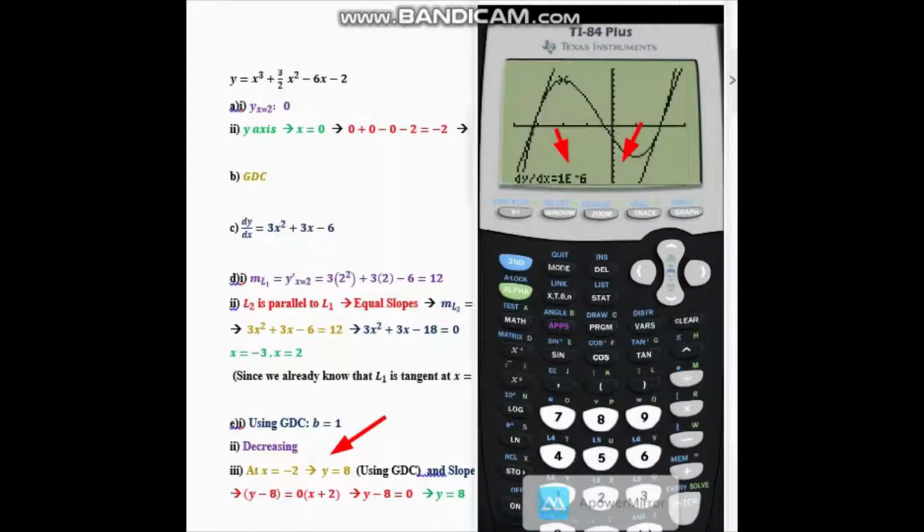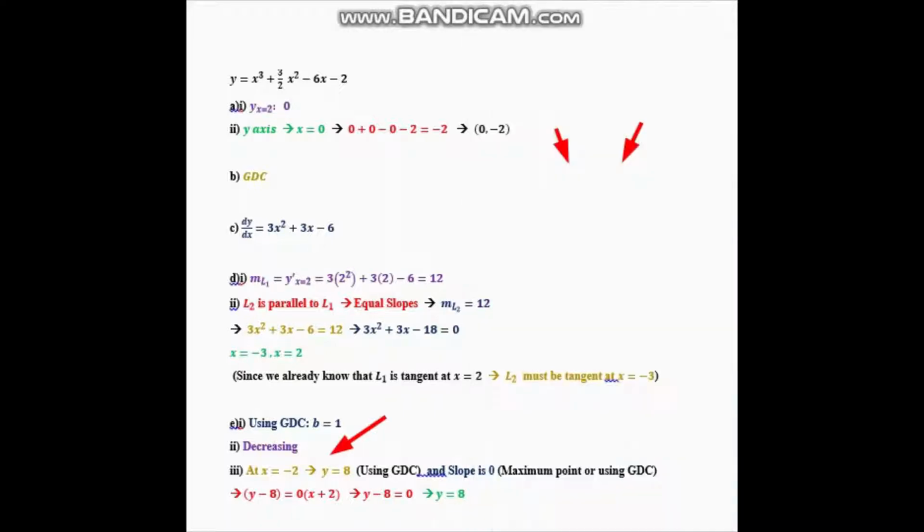Hence, at x equals negative 2, we have determined that y equals 8 and the slope is 0. We substitute into the point slope formula. So y minus 8 equals 0 times x plus 2. Of course, 0 times anything is 0, so y minus 8 equals 0, and hence y equals 8.